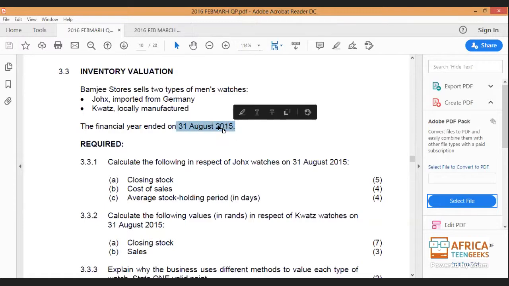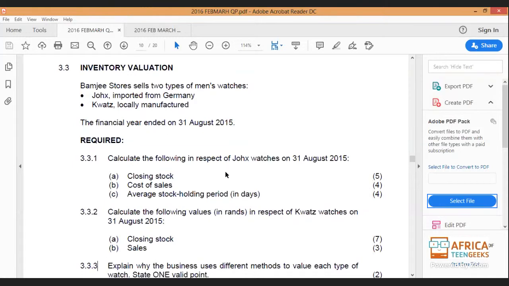That was our financial year end, right? Therefore, you are required to calculate the following in respect of the imported watches, which is Jogs watches, on this date: your closing stock, your cost of sales, and your average stock holding period in days. I once spoke about this liquidity ratio, your stock holding period in days. If the examiner has said in days, you just need to know that you have to multiply by 365, but we're still going to go there, right?